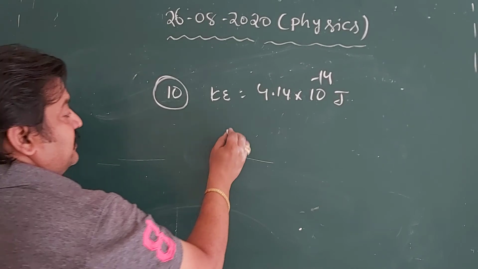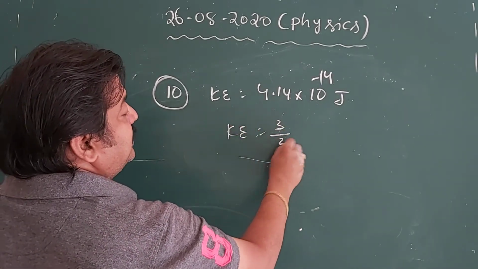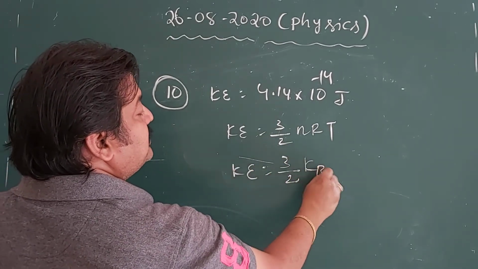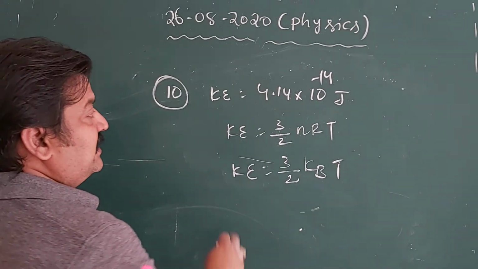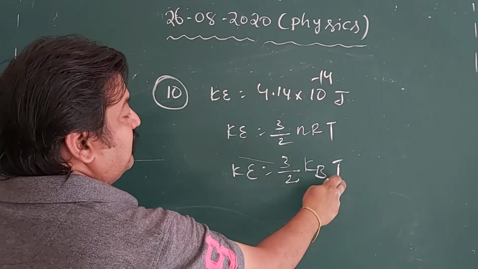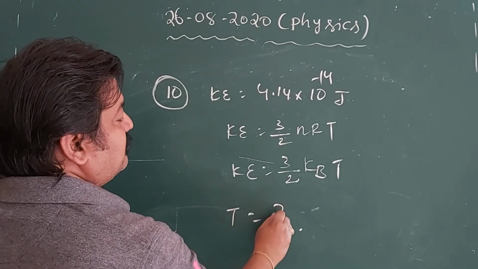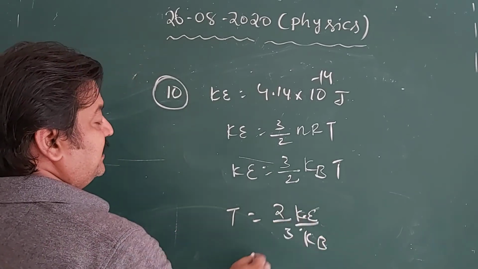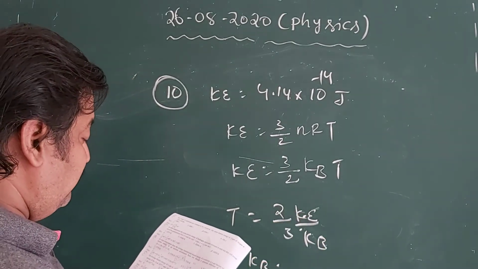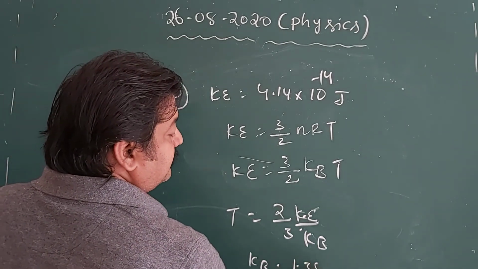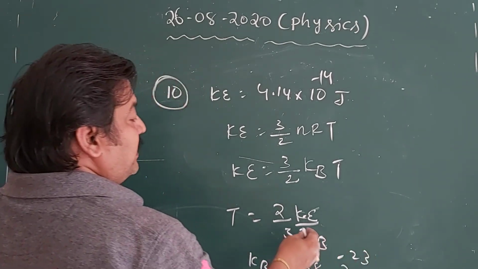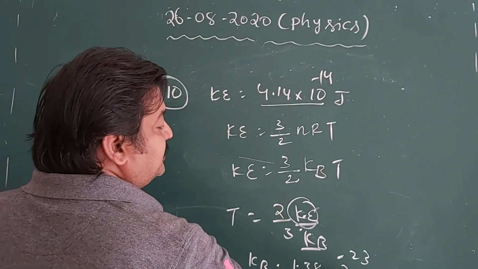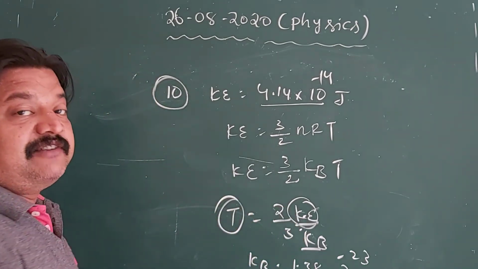We know very well KE is equal to 3 by 2 nRT, or in Boltzmann's constant we can write 3 by 2 kBT. So from this, KE they have given, kB is given, and from that you are going to get the temperature. T is equal to 2 by 3 KE by kB. By simplifying KE and kB, the Boltzmann constant, they have given the value 1.38 into 10 power minus 23. By substituting KE as 4.14 into 10 power minus 14, kB as 1.38 into 10 power minus 23, and the 3 by 2, you are going to get the final absolute temperature.